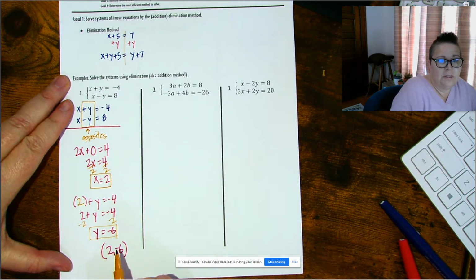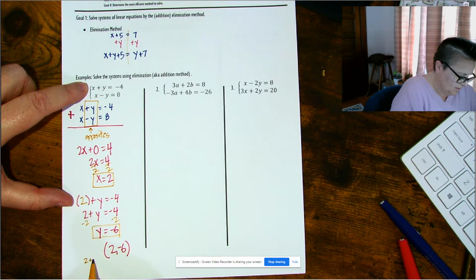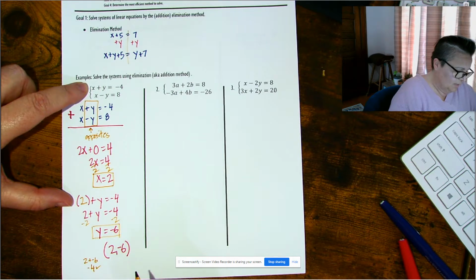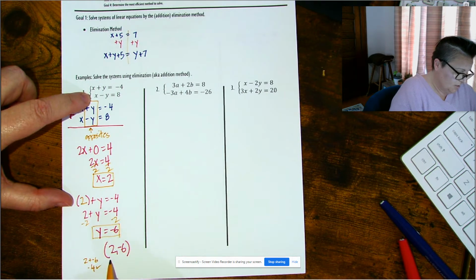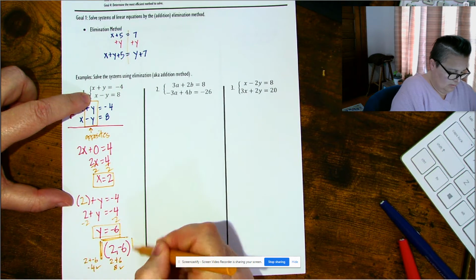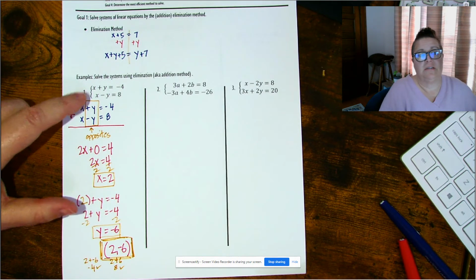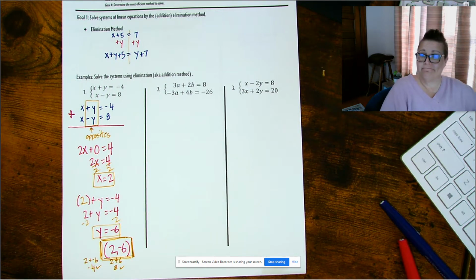So (2, -6). In the first equation, that would be 2 plus a negative 6. That's a negative 4. That one checks. In the second equation, that would be 2 minus a negative 6. That's 8. That one checks. And I am certain that (2, -6) is the solution to this system of equations.